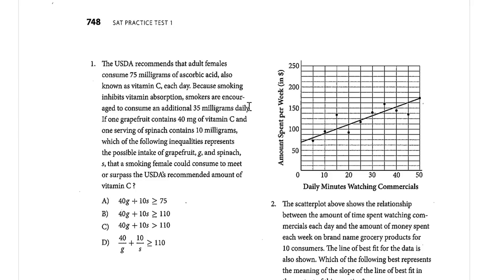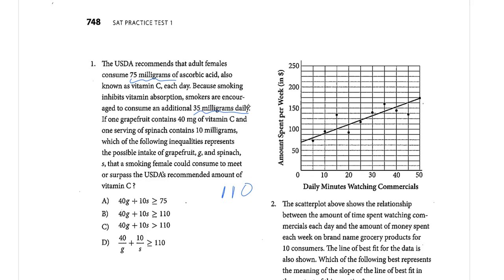So let's see. Which of the following inequalities represents the possible intake of grapefruit G and spinach S that a smoking female could consume to meet or surpass the USDA's recommended amount of vitamin C? So in this case here, what we're trying to look at is just how much of those two things. If we look here, we want 75 milligrams. It inhibits it when we smoke. So we need an additional 35 daily. So if I think about adding those two, that means I need 110. All right, so 75 plus 35. So let's look through our answers here and see what we need.